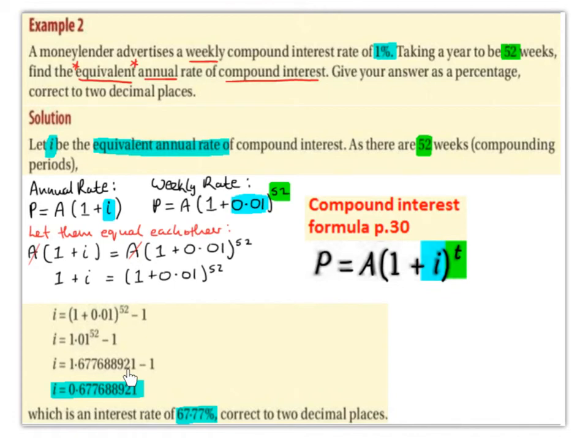1.677688921. And then subtracting the 1, we end up with 0.677688921. So this is the interest as a decimal. We want it as a percentage to 2 decimal places. So we get an interest rate of 67.77%, correct to 2 decimal places.